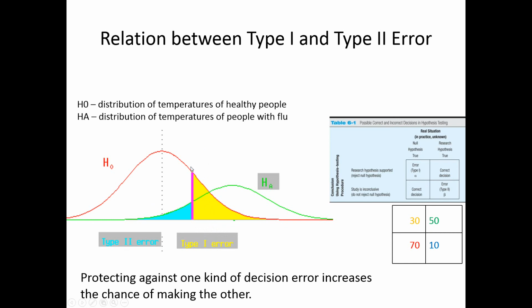So for example, if we say that here is our threshold for classifying people with flu and healthy, then in fact we will classify correctly the majority of healthy people, and we will classify correctly the majority of people with flu. Nevertheless, there will be some fraction of people with flu who do not show this high temperature, and they will be incorrectly classified as healthy, and also there will be quite a large number of healthy people who are classified as having flu.